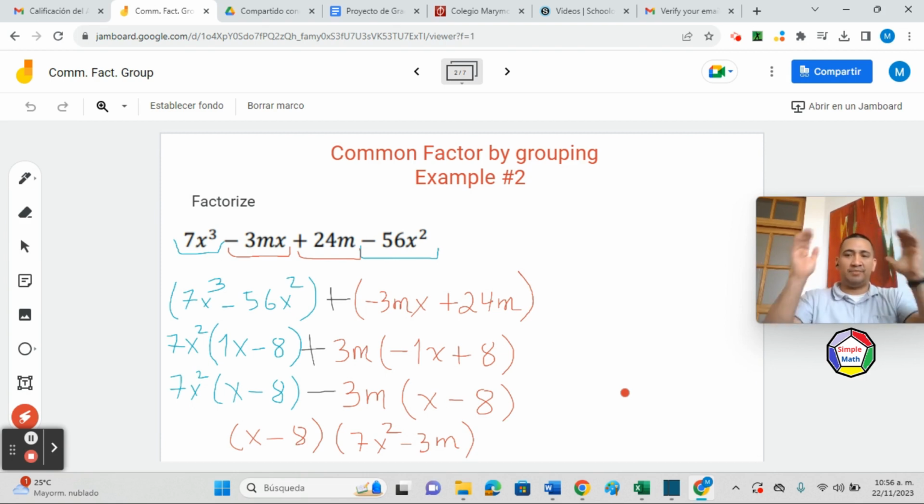So remember the steps. Make two groups. Once you make two groups, you get the common factor of each group. And then if you have the repeated parentheses, write it at the end once. And the things that you have outside of the parentheses, write them once. And that's it. If you need to change the signs of a parenthesis, you change the sign also of the thing that is outside.